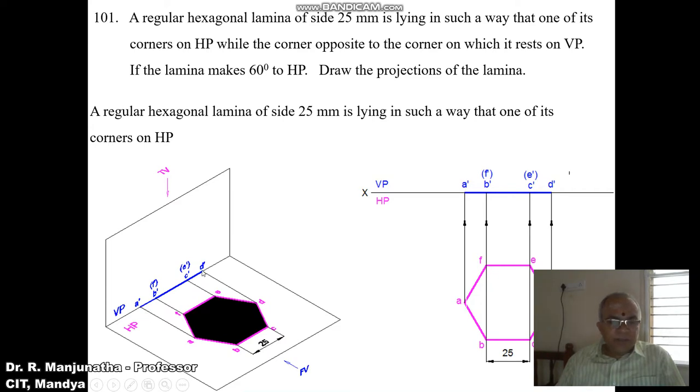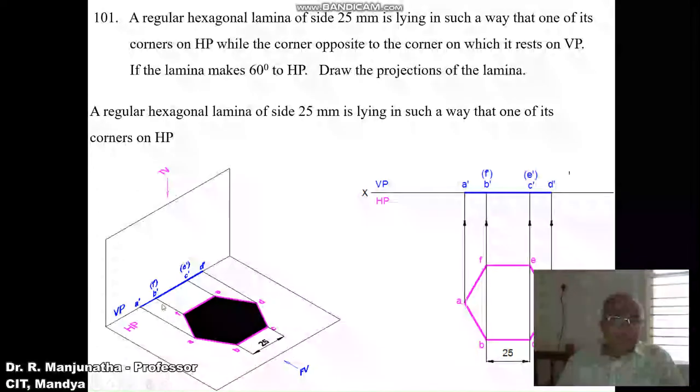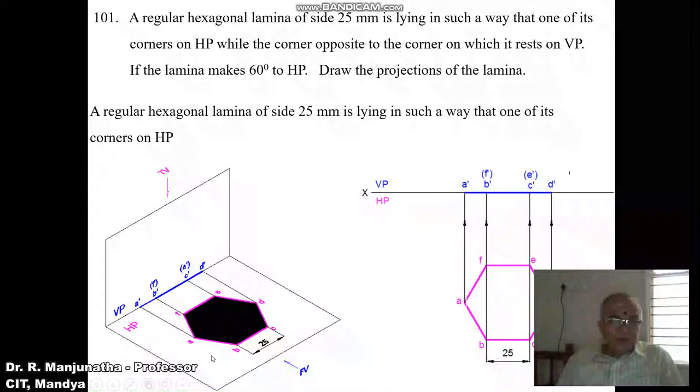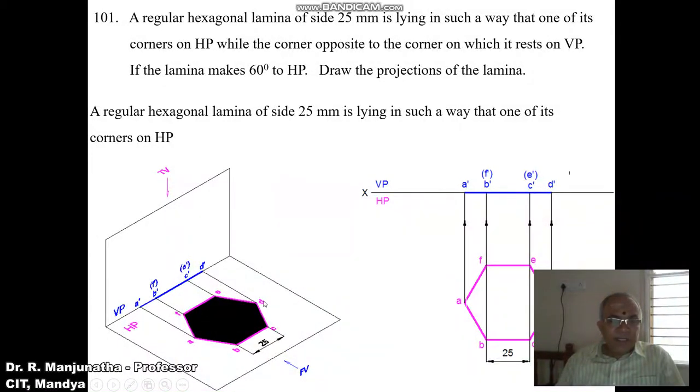Since it is parallel to HP, you are getting the true shape in HP. So A, B, C, D, E, F in the top view will be in true shape. Now, the surface is parallel to HP and perpendicular to VP, which is why in the front view you are getting a line. When you look from the front view, A, B, C, D is near to the observer, so A dash, B dash, C dash, D dash is visible. E and F is away from the observer, so E dash and F dash become invisible.